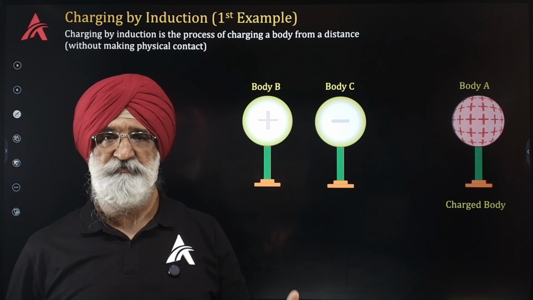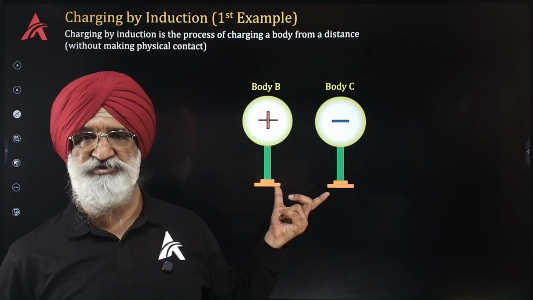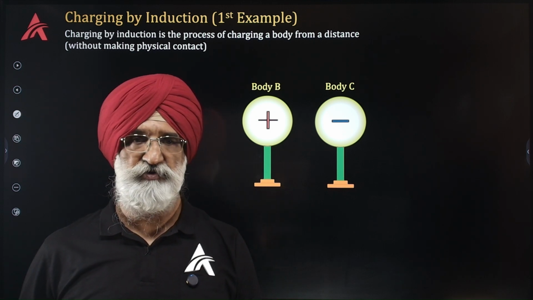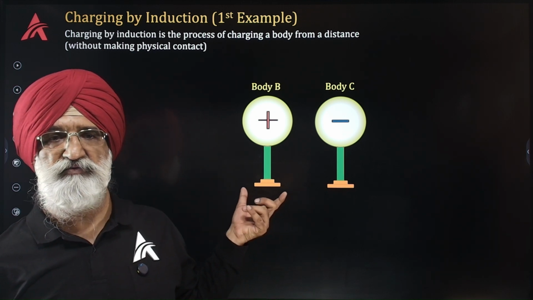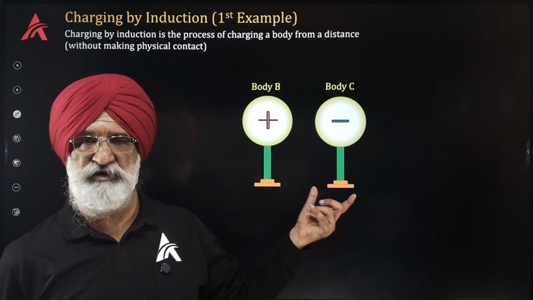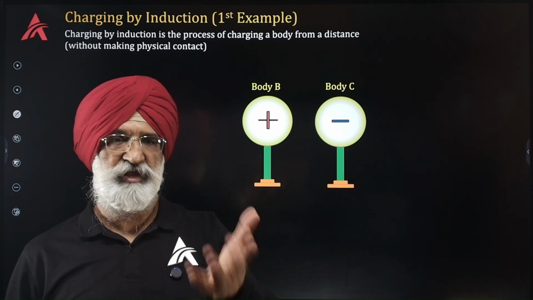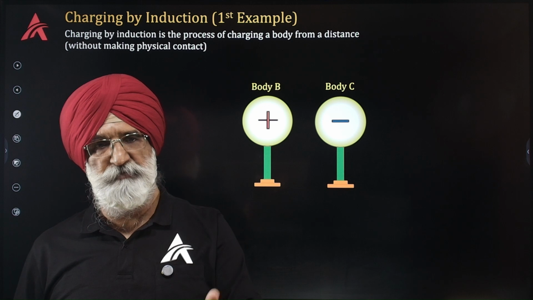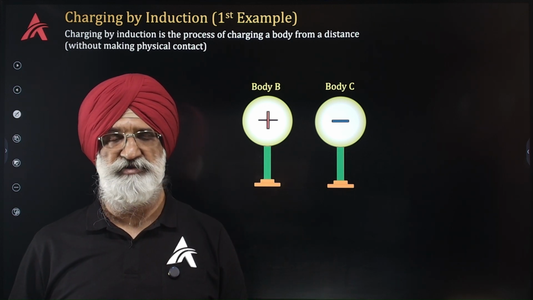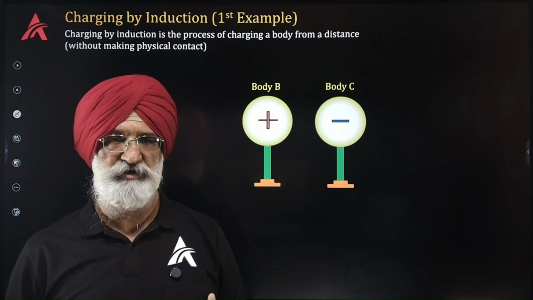Now in the next step, we removed the body A. Now the two bodies have been charged. We have charged body B and body C. Earlier they were neutral. Now the body B will be positively charged and the body C is negatively charged. We charged the bodies B and C with the help of body A, but without bringing the body A, which is a charged body, in contact with the uncharged bodies. This is how we can say that charging can be done by induction.